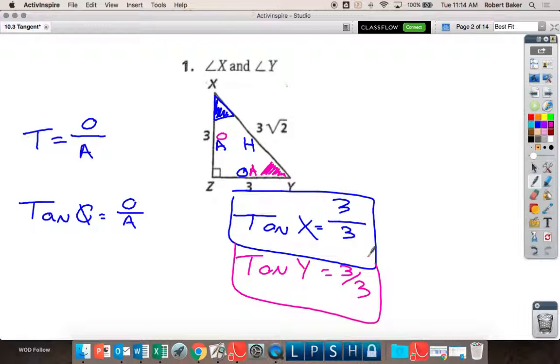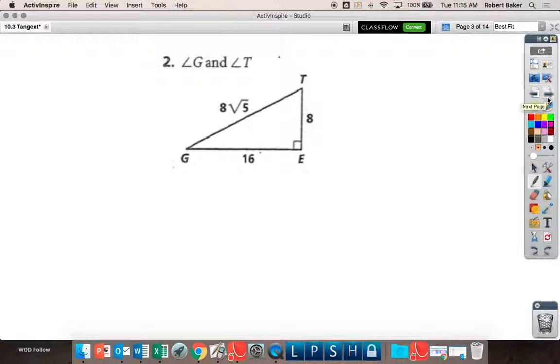All right? So I think I'm on the examples paper. It says find the tangent of G. Or what does that say? I lost the instruction. No. Just write the ratio. So tangent of G. The tangent of angle G is equal to the opposite side.